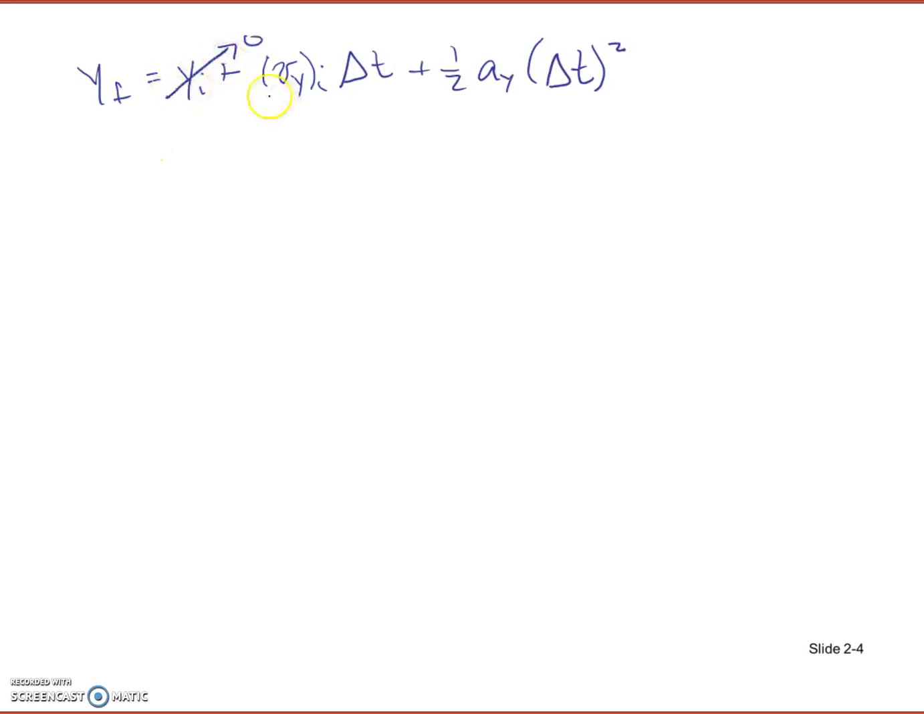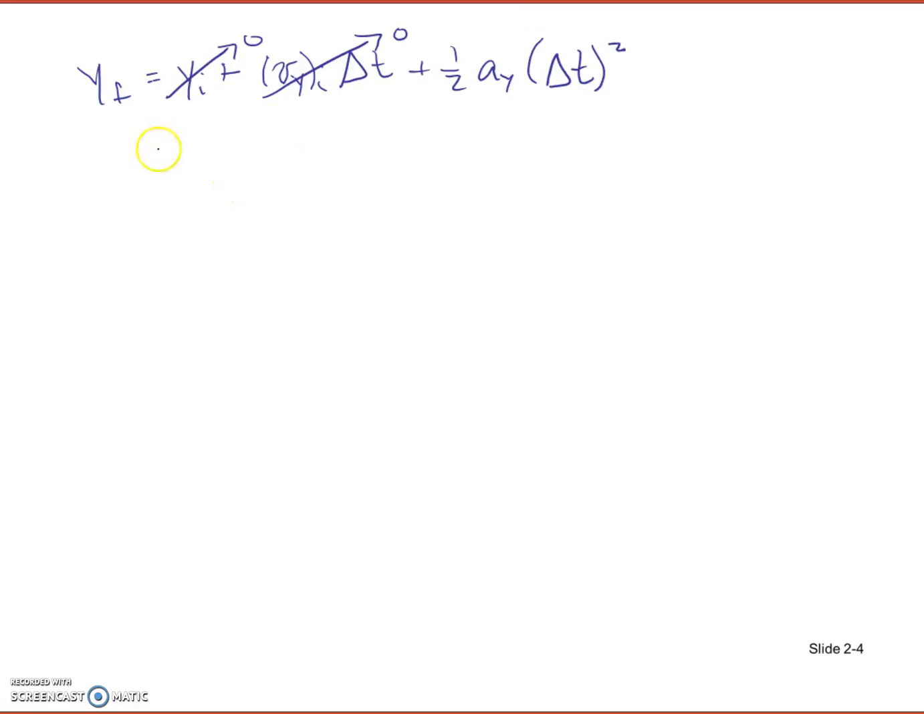And I'm going to use this kinematics equation, y final is equal to y initial plus v sub y initial delta t plus 1/2 a sub y delta t quantity squared. Okay, so I've already defined my initial position as 0 and my initial velocity. I started from rest, so that's also 0. And now this simplifies very nicely to just one term.